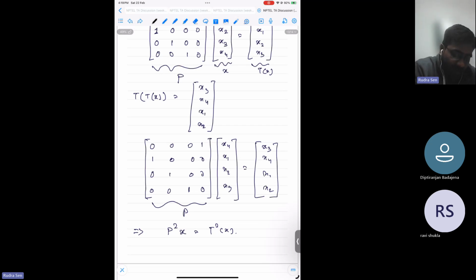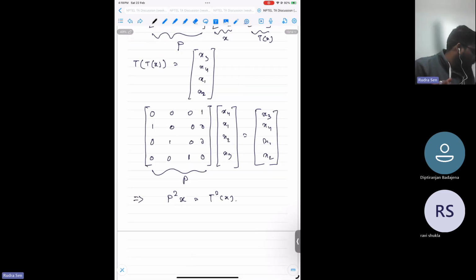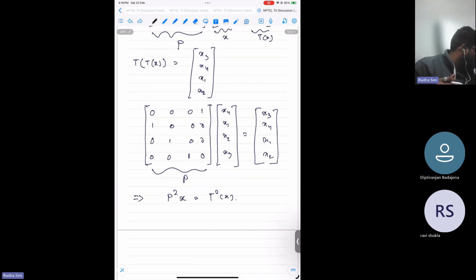These sorts of matrices are called permutation matrices, because we are rearranging the elements inside the vector. We are basically permuting the elements of the vector. So that's all about this. Now we will see the projection and then we will wrap it up.